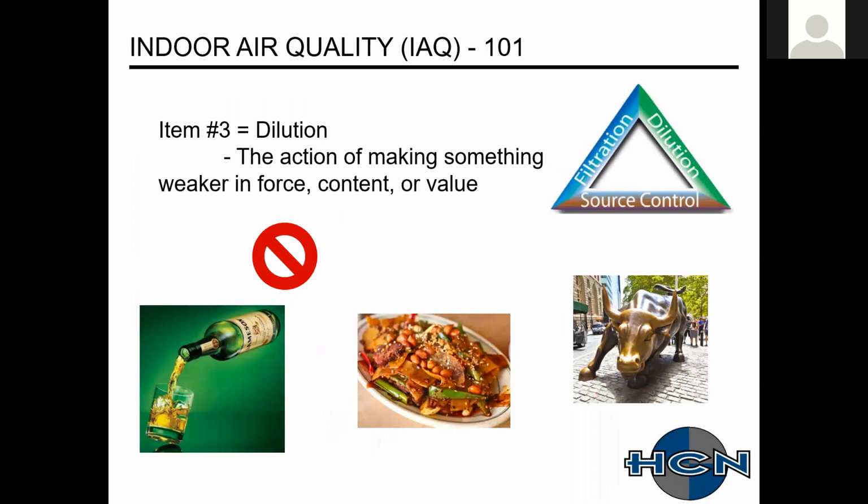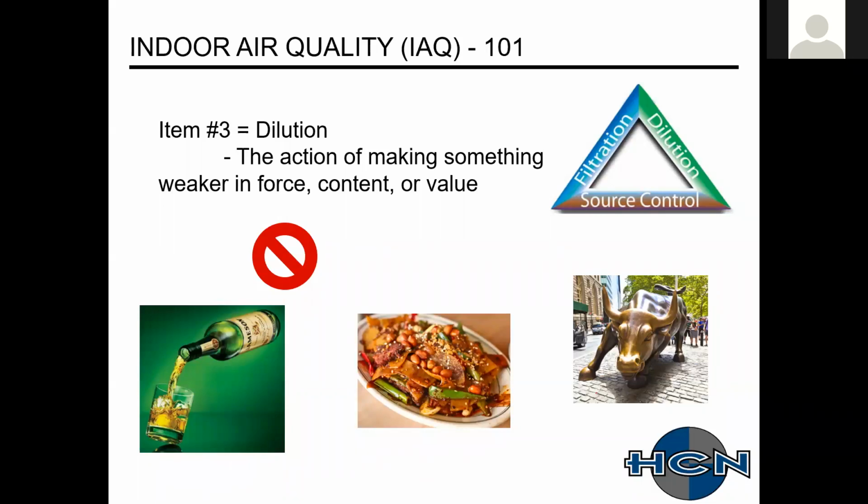All right. So quick, just indoor air quality. This is a partially repeat slide from part 1. Indoor air quality consists of 3 parts: filtration and source control, that we covered in part 1. And then the third one is dilution, that we're going to focus on today. Dilution, the definition is the action of making something weaker in force, content, or value.